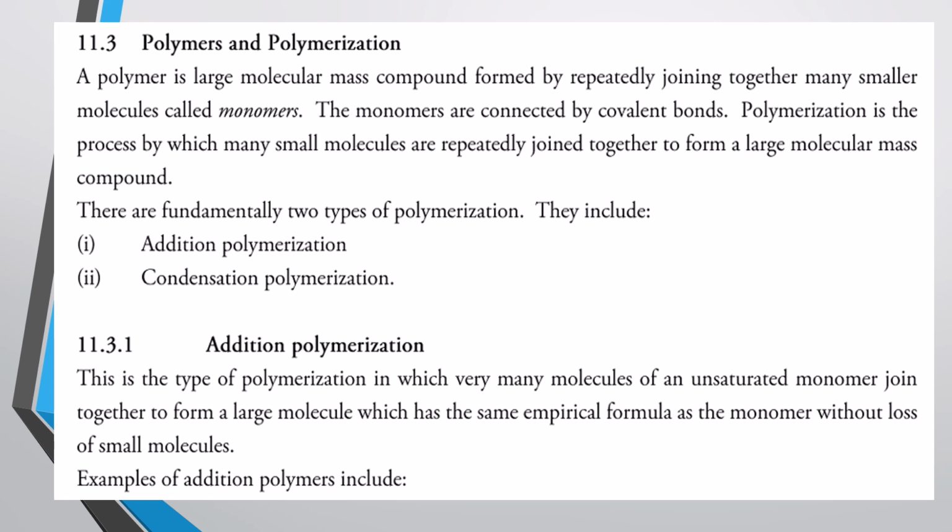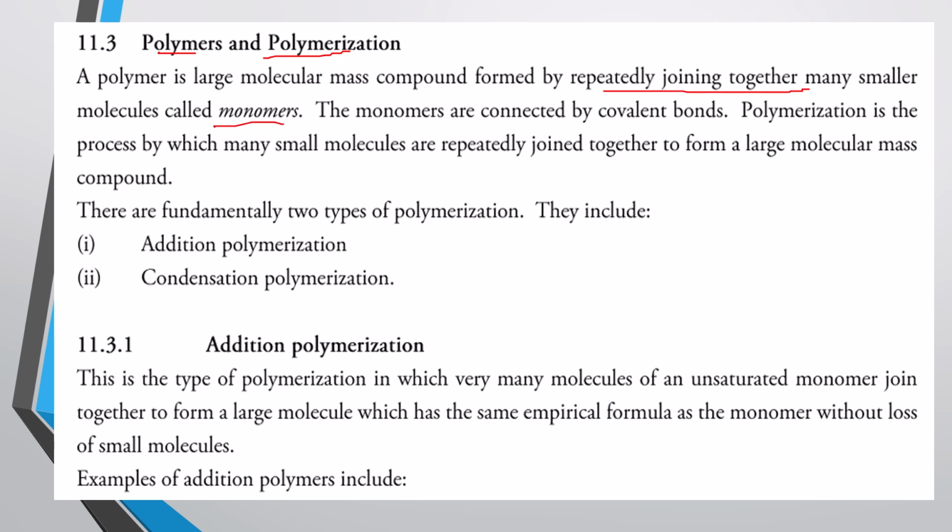So starting, we are going to kick off with polymers together with polymerization. Now a polymer is just a substance. Polymerization is the process of making the polymers. So we're going to kick off by saying that a polymer is a large molecular mass compound that is formed by repeatedly joining together small molecular units called monomers.